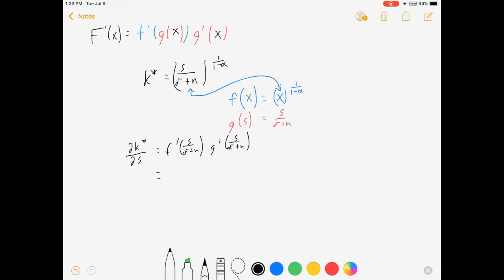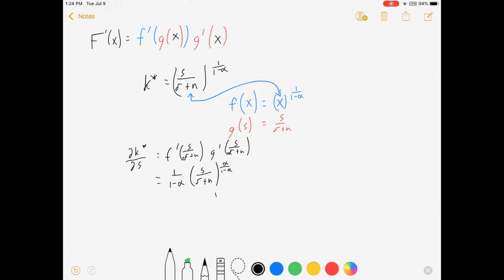So what's f prime? Well, that's going to be 1 over 1 minus alpha times s over delta plus n, all raised to the alpha over 1 minus alpha. I used my power rule there: 1 over 1 minus alpha minus 1 is equal to that. So I just subtracted 1 from the power. So this piece is my f prime of x. It's my outside equation, the derivative of it with respect to all the inside stuff together.